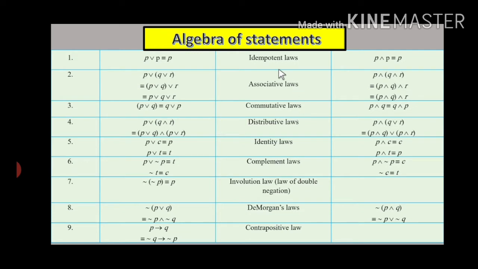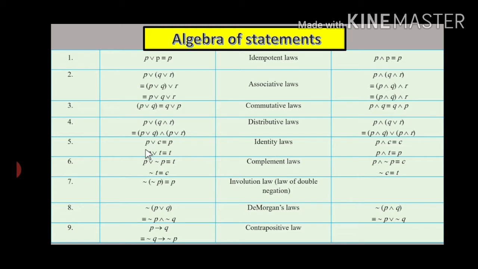See students, you must know these rules by heart, because using these rules we are going to solve exercise 1.9, where it is asked to simplify the given statements using these laws. So, pay attention here. Then the next one is the identity law.